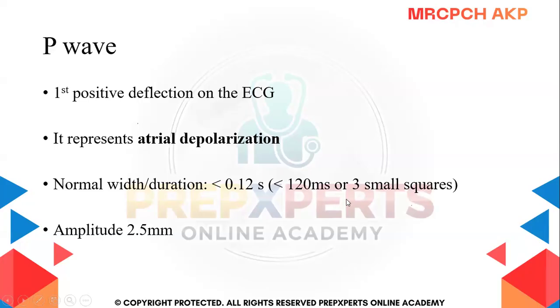Okay. So less than 3 boxes, you will remember, its width should be around 2.5 boxes. Okay. And if I talk about the height or the amplitude, it should be around 2.5 millimeters again. So very easy to memorize. Both should be around 2.5 small boxes, the width also and the height also.